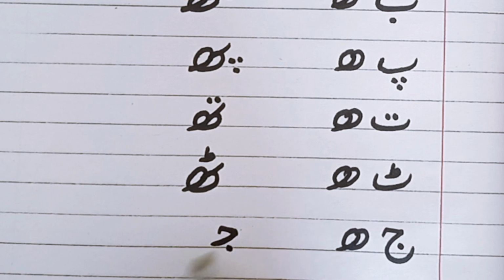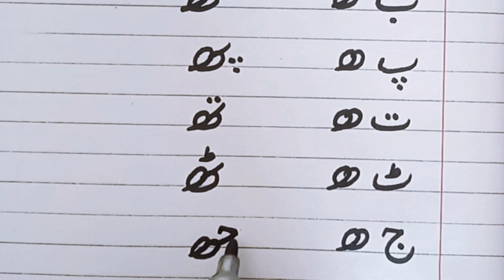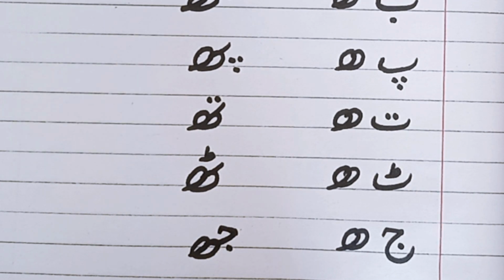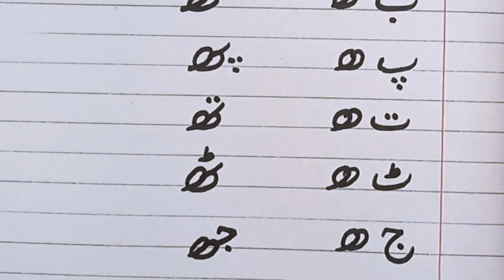You will put one dot underneath and then you will join Do Chashmi Hay with this. This line is already there. We will just make the shape of I and now this is jh. For example, you say jhoot. Jhoot is a lie. A lie is jhoot. When you write jhoot, you write like this, right?